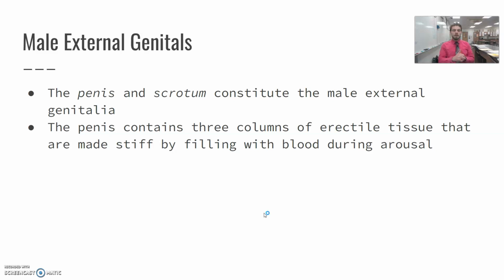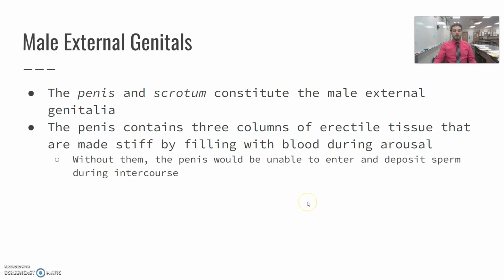The penis is going to have 3 columns of erectile tissue. If you're following along and you're coloring the packets, you may have seen these. The filling of blood during arousal is what's going to cause the penis to become stiff. Without them, the penis would be unable to do its job. Remember, part 2 of the function of the reproductive system is to permit fertilization, and without these 3 columns of erectile tissue, it would be unable to do so.